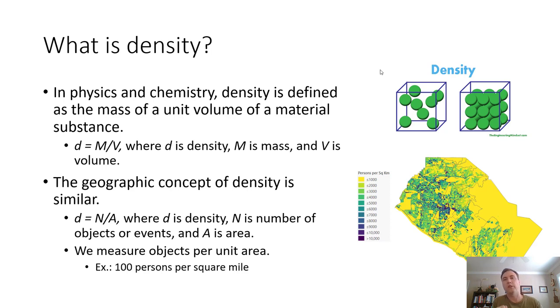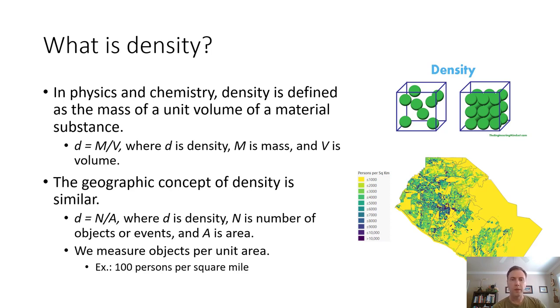In this case, in geography, we're generally talking about area as opposed to volume, although there are ways to calculate volume geographically as well. But ultimately, if you were to import that D equals M over V into a geographic context, it would be D equals N over A, where D is density, N is the number of objects or events, and A is area. The map on the right is persons per square kilometer in Orange County, and that's at the block level.